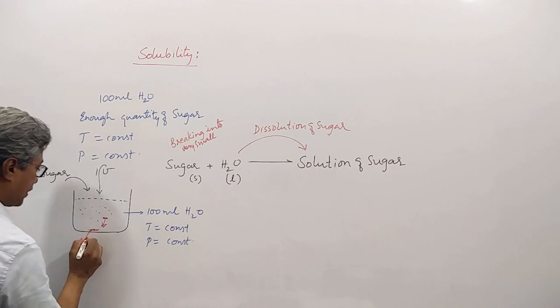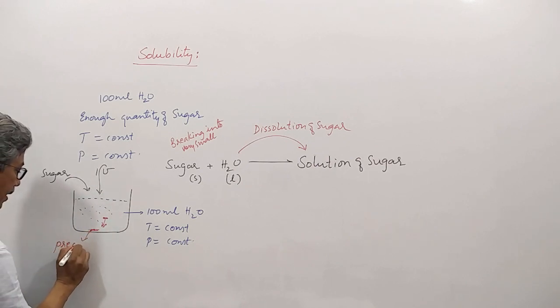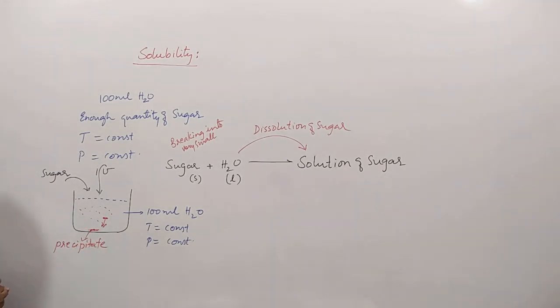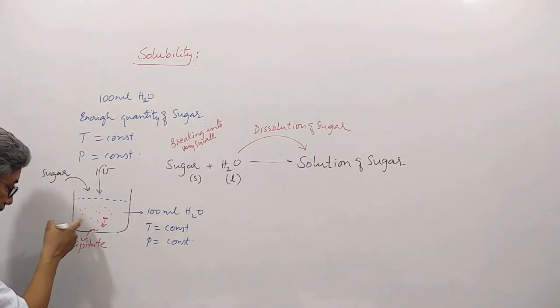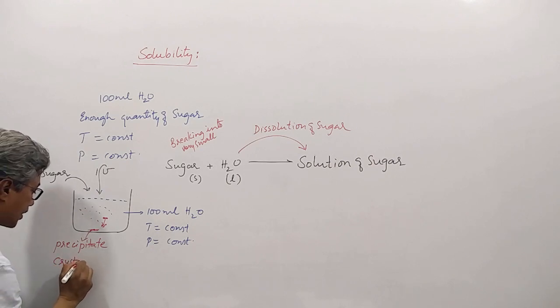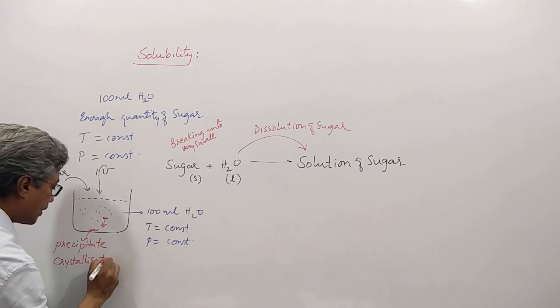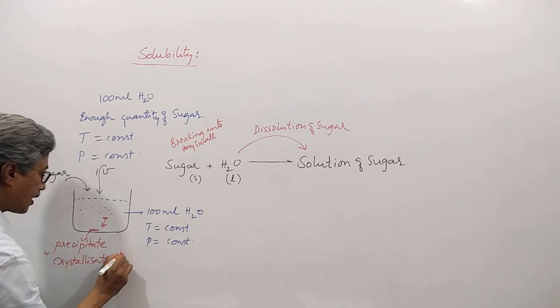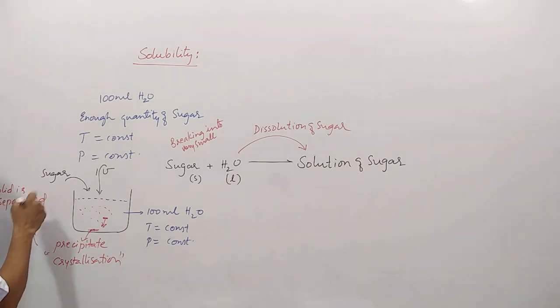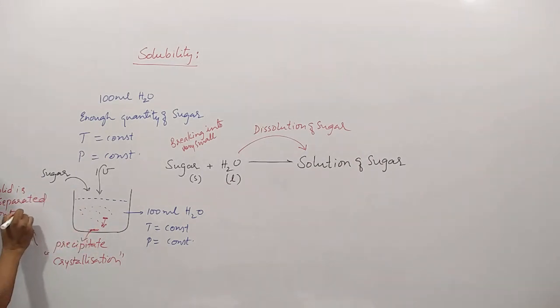This is called precipitate, or in this case it is properly called crystallization. See students, this is another term. Crystallization means, here what is happening? Solid is separated, that means it came out, separated out of solution.